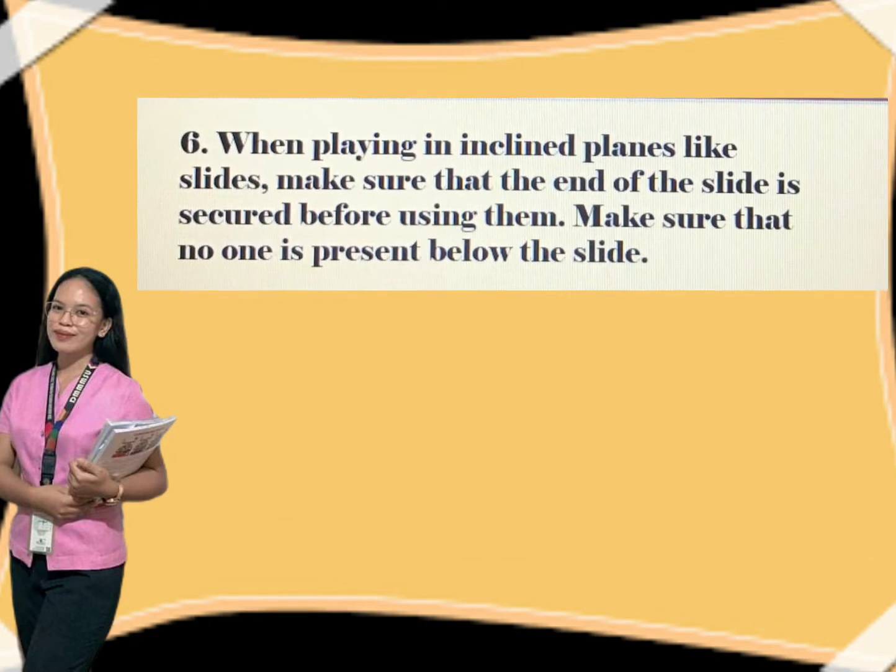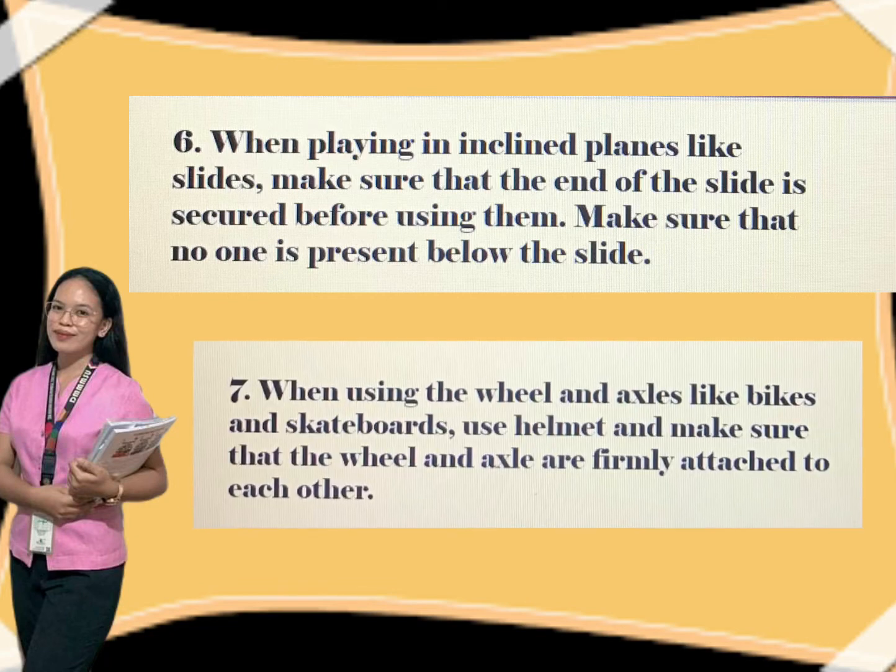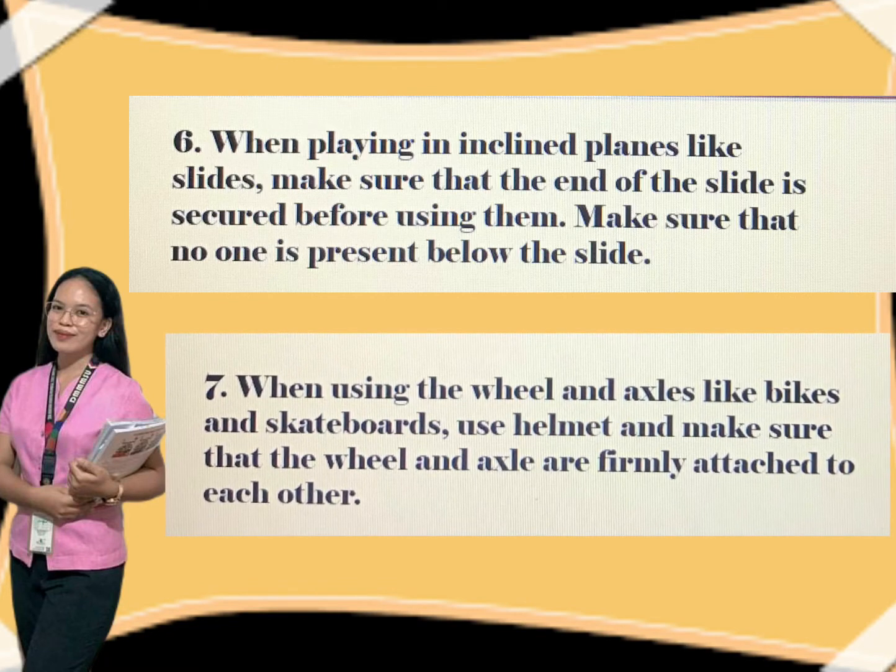Number 6 safety measure in handling simple machines is when playing on inclined planes like slides, make sure that the end of the slide is secured before using it, and make sure that no one is present below the slide. And last but not the least, when using wheel and axles like bikes and skateboards, use a helmet and make sure that the wheel and axle are firmly attached to each other.